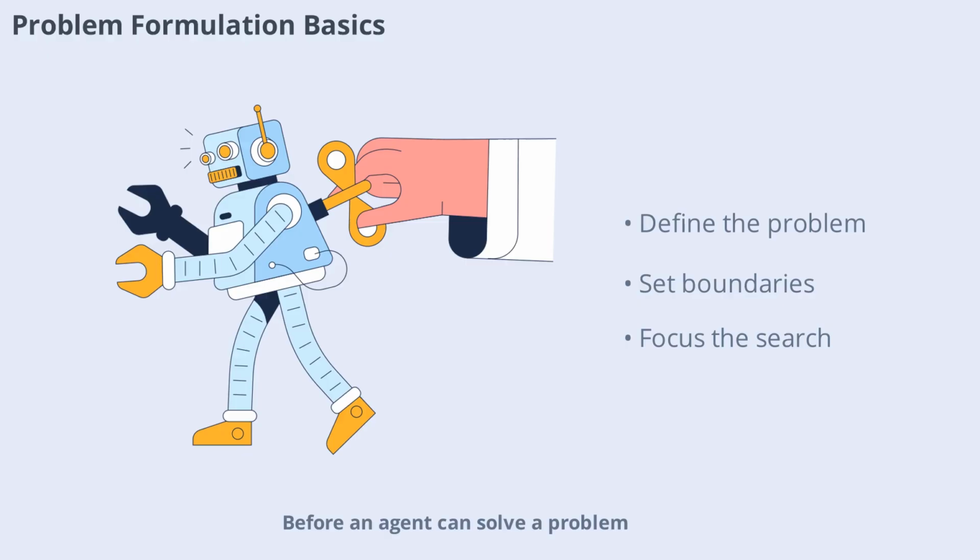Before an agent can solve a problem, it must first define what the problem actually is. This step, known as problem formulation, involves deciding which actions and states to consider based on the agent's goal. By clearly outlining the problem, the agent sets boundaries for its search, making the process more efficient and focused. This careful planning is what separates intelligent agents from simple reactive systems.